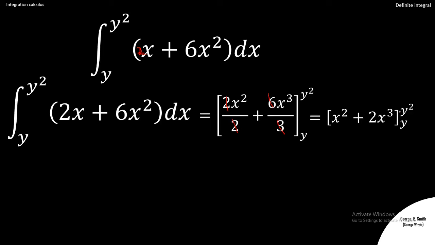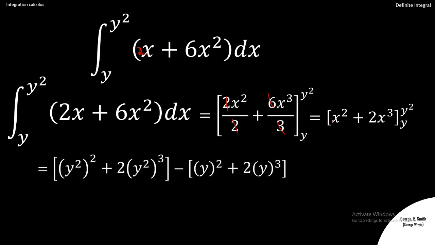Now we put the upper limit anywhere we see x. So in place of x here, we put y squared, so this should be y squared all squared, and this part should be 2 times y squared all cubed. So that's what we have here. Then minus, now we put the lower limit. The lower limit is y. Anywhere we see x, we put y. So in place of x here, I'll put y, and in place of x here, I'm still going to put y.